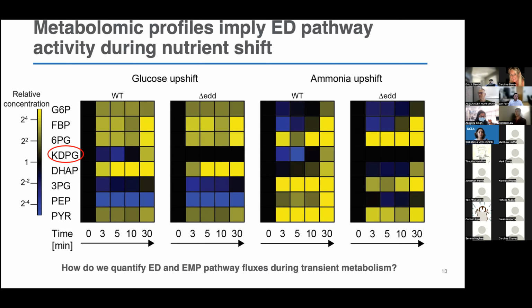And so basically the takeaway here is that these metabolomic profiles are implying some amount of ED pathway activity during this nutrient upshift. However, metabolomic profiles alone, while the concentrations of metabolites do imply fluxes to some degree, aren't always great for providing exact quantitative values of these fluxes. And so the next step of this investigation is basically, how can we quantify the relative use of the ED versus EMP pathway fluxes during these transitory periods?